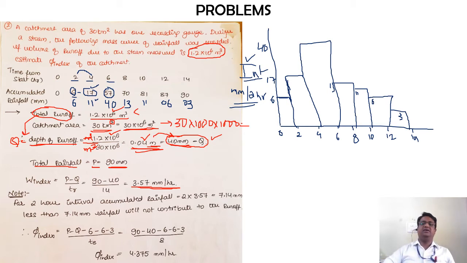Now again I'll try to explain this, please check it out. The unit itself I have taken as mm per 2 hours, because these intervals are in terms of 2 hours, which is why I am making it per 2 hours.